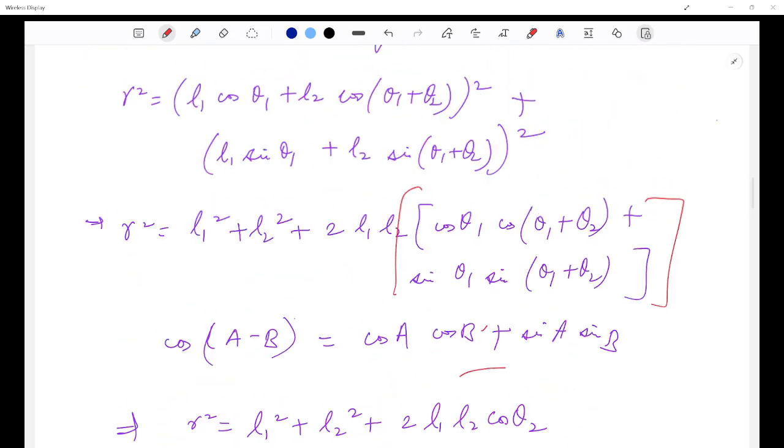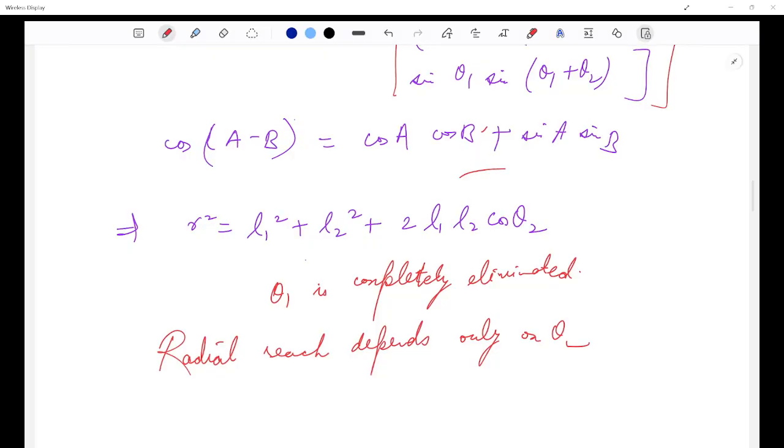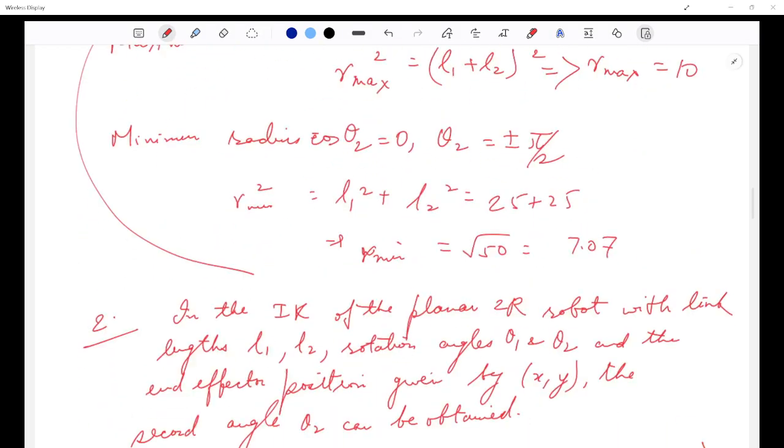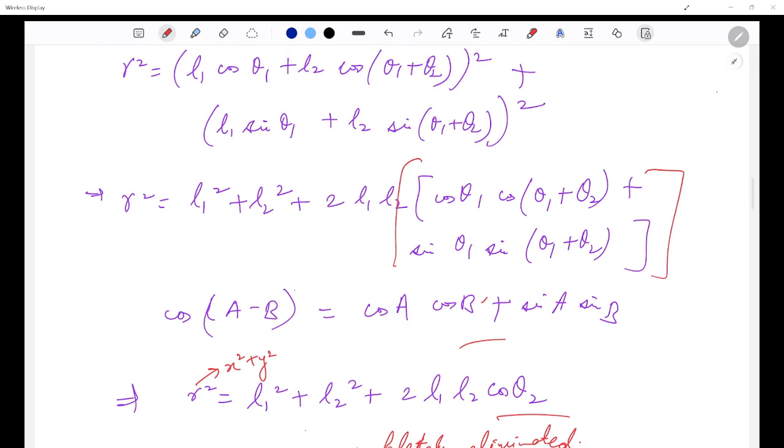So essentially, you have to arrive at, where did I write that equation? Yes, this would be replaced by x square plus y square, and I think that is the answer, right? x square plus y square minus L1 square minus L2 square upon 2 L1 L2, its cos inverse is equal to theta 2. So this is what you're going to arrive at. So basically the complete derivation is done.